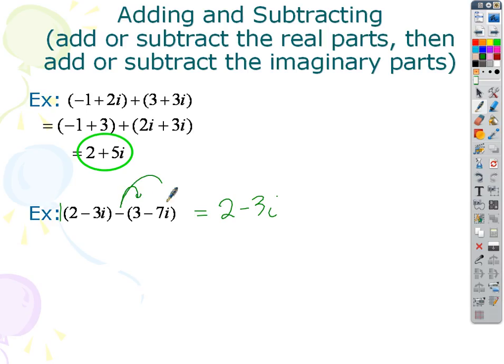I simply combine like terms. 2 minus 3 is -1. Negative 3i plus 7i is 4i. It's done. Yeah, no big deal. Very simple. Adding and subtracting complex numbers, nothing to it.